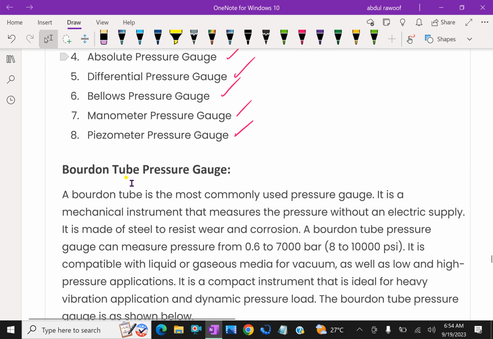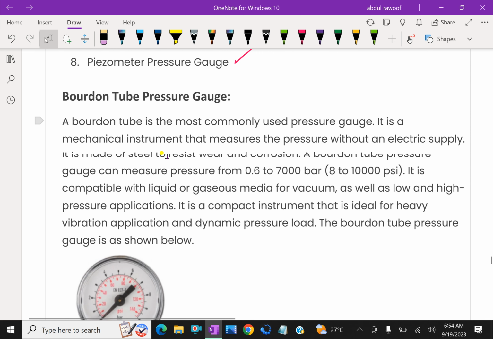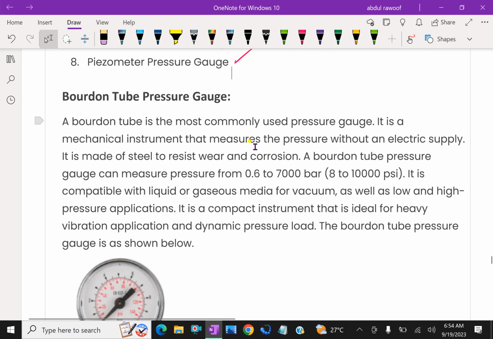Here, first is bourdon tube pressure gauge. A bourdon tube is the most commonly used pressure gauge. It is a mechanical instrument that measures the pressure without an electric supply. It's made of steel to resist wear and corrosion. A bourdon tube pressure gauge can measure pressure from 0.6 to 7,000 bar.